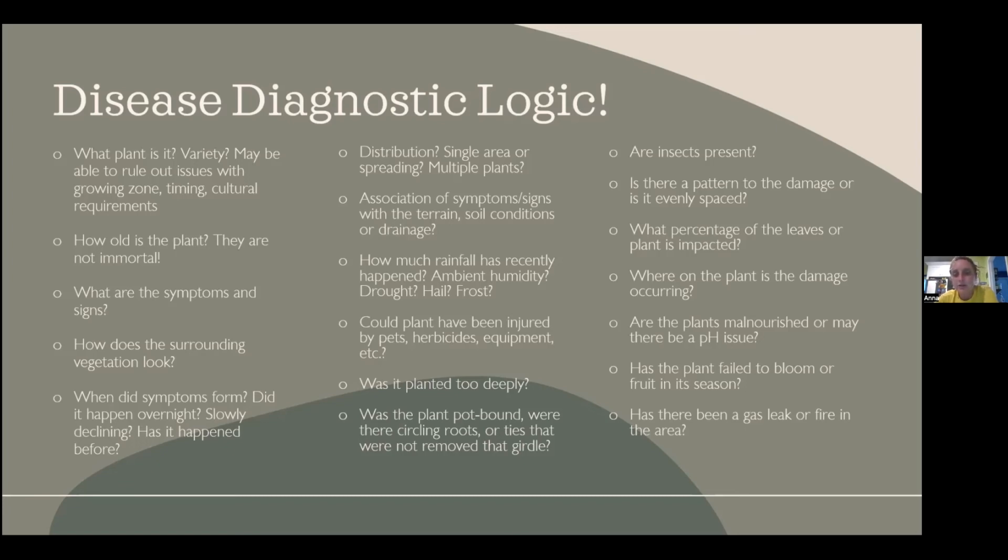Did the plant fail to bloom or fruit in its season? Often when plants are diseased or stressed, they'll flower out of season. I saw that a lot after both hurricanes. Or they'll form fruit out of season as kind of like a last ditch effort to get their genes out there and save themselves. That can point towards disease. Has there been a gas leak or a fire in the area? Seen that a couple of times too, where plants may present symptoms of disease, but it's actually a stress response, or they got burned or singed by fire. So these are some really good questions to ask when you're trying to get to the bottom of, do I have a disease? How do I manage it? Or is there maybe something else going on?